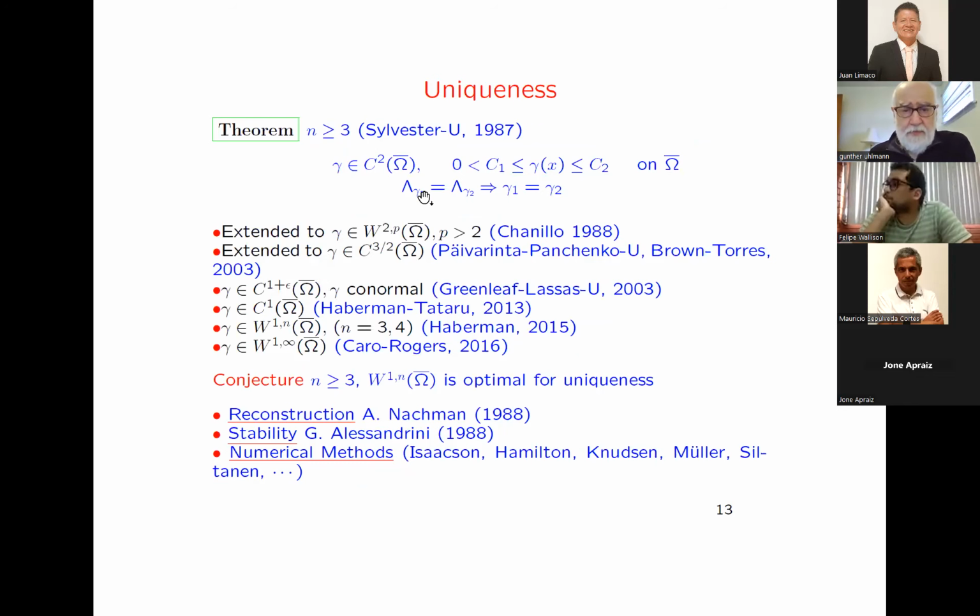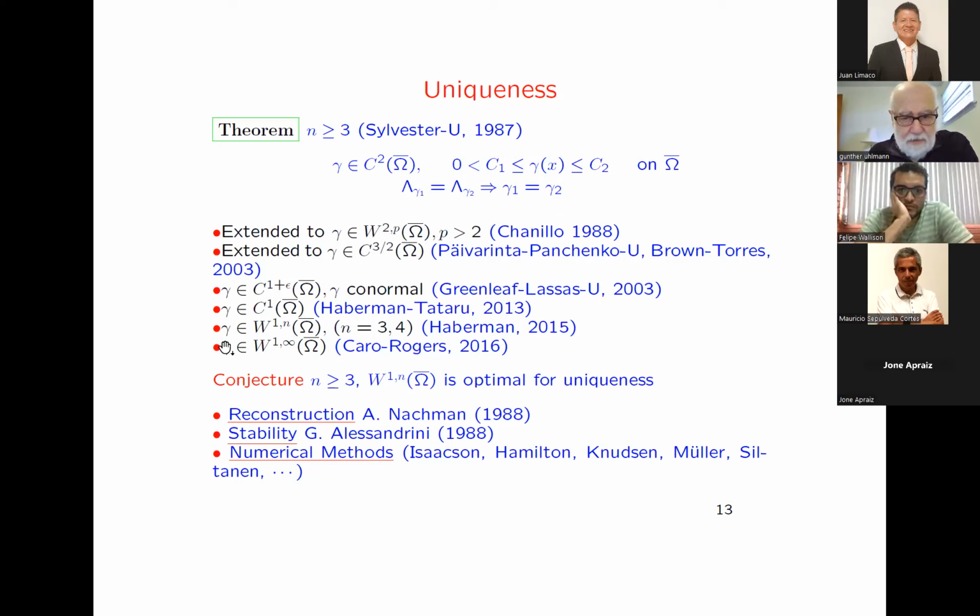So for the question of uniqueness, which is the basic question about this map, whether two Dirichlet-to-Neumann maps giving the same information means the conductivities are the same. This was solved a long time ago by Sylvester and myself for C2 conductivities, continuous with two derivatives, and has been extended to several situations. Let me mention the last two ones.